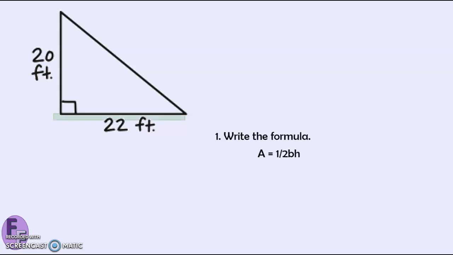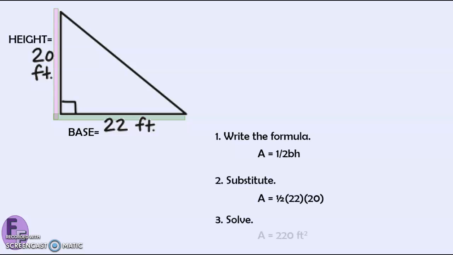Write the formula, 1/2 times the base times the height. Substitute in the base of 22 and the height of 20. Multiply the three numbers together. 1/2 times 22 times 20 for an area of 220 feet squared.